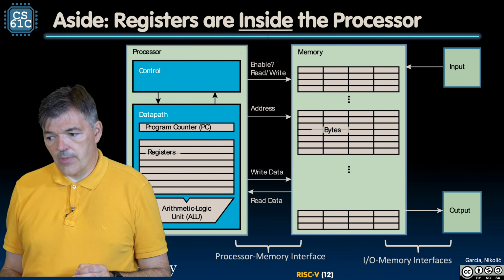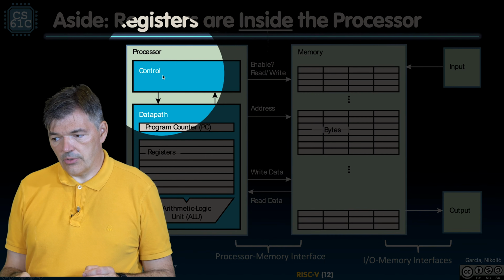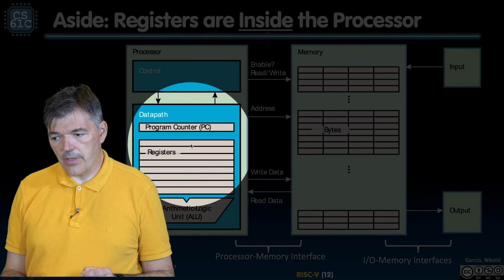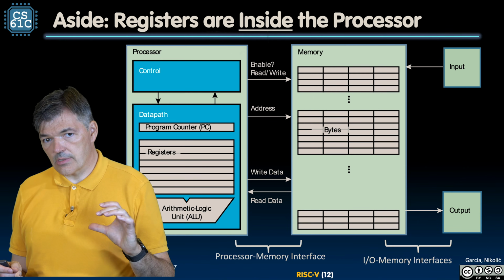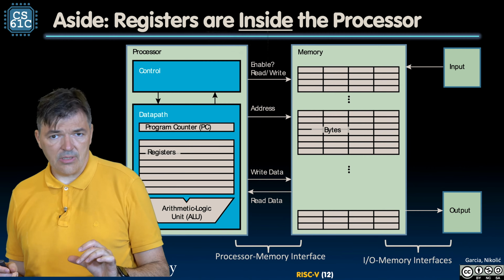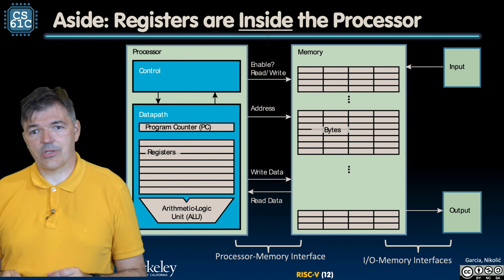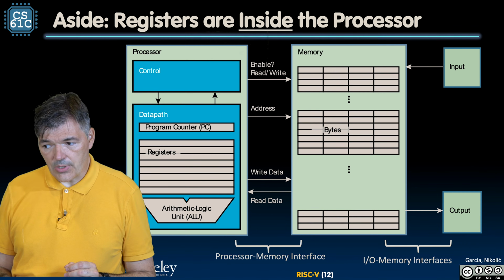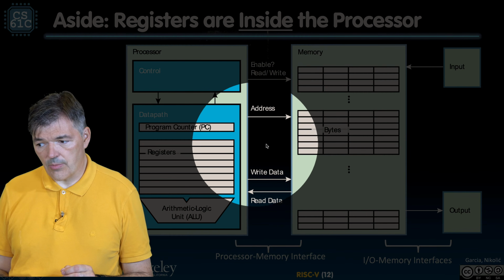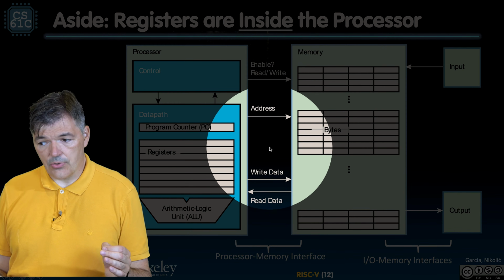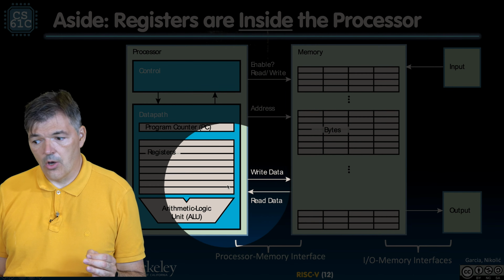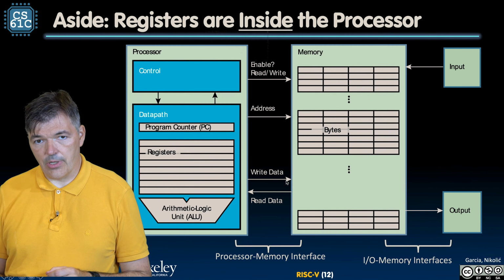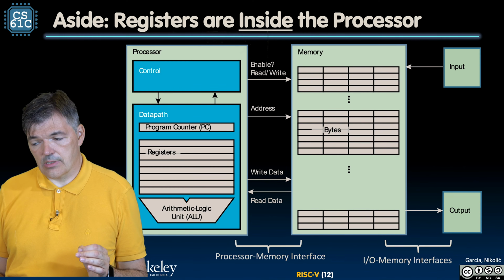Inside the processor, there is generally a control unit and a data path. Inside the data path, the main elements are those registers and the execution unit, typically called the arithmetic logic unit. The processor communicates to the memory by issuing addresses and reading data from the memory or writing data to the memory.